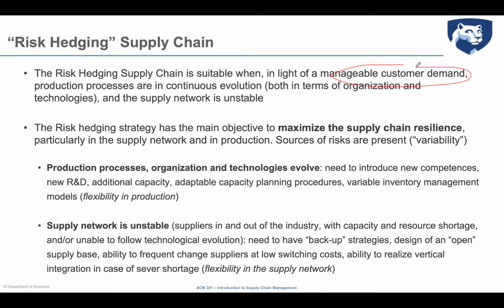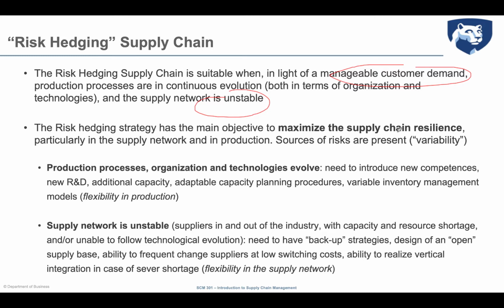So basically, a risk hedging supply chain is a supply chain that is exposed to inbound risks. Which are the risks? The production processes are in evolution, so the production system needs to be reconfigured, and in light of this reconfiguration, the supply network needs to be changed as well. In this case, the objective of a risk hedging supply chain is no more the minimization of the total cost, as it happened in lean supply chain. In this case, the objective is the maximization of the so-called supply chain resilience.